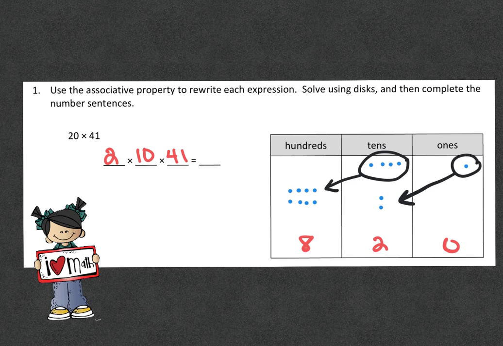Now we can use our answer to complete the expression: 2 times 10 times 41 is equal to 820. Therefore, 20 times 41 is equal to 820.